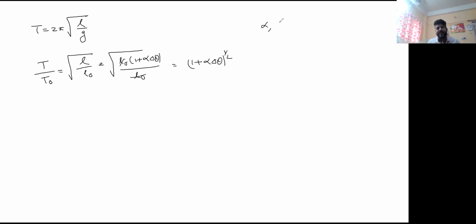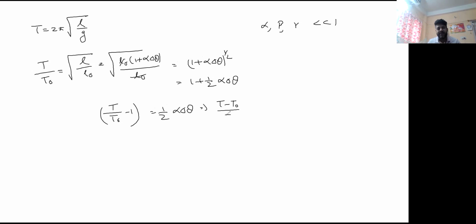Now alpha, beta, gamma, they are very small values, very less than 1. So we can use the binomial theorem: 1 plus half alpha del theta. So T by T naught minus 1, that is half of alpha del theta. So T minus T naught by T naught is half of alpha del theta. That is the loss or gain of time period per second.